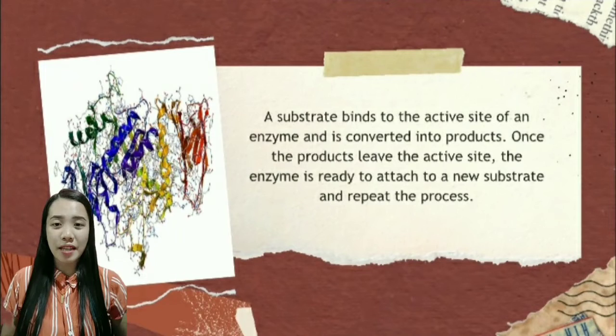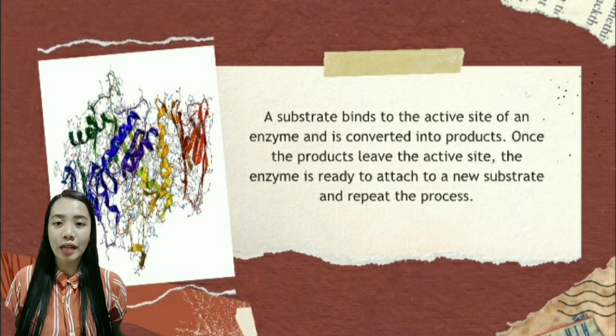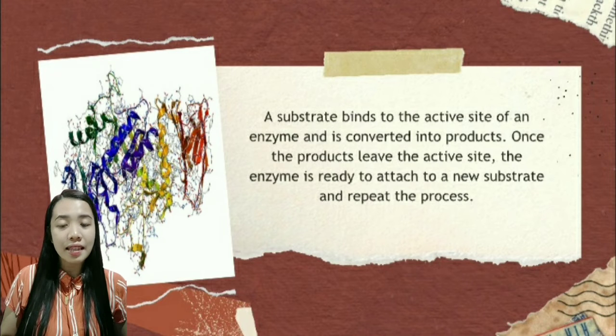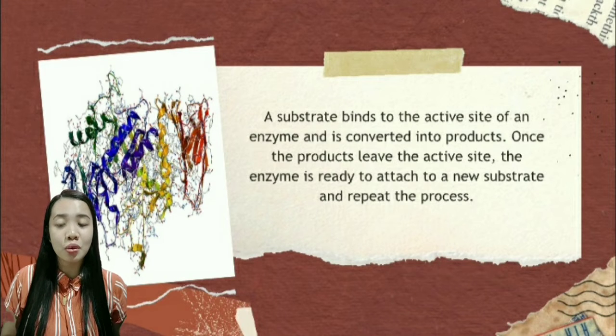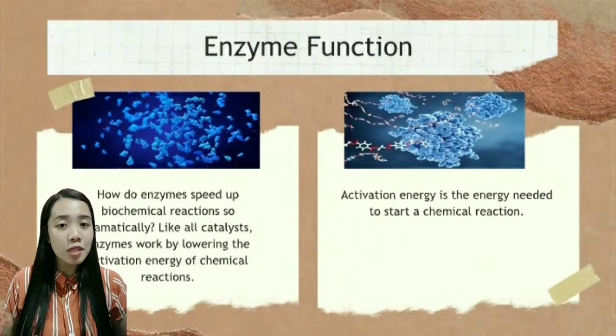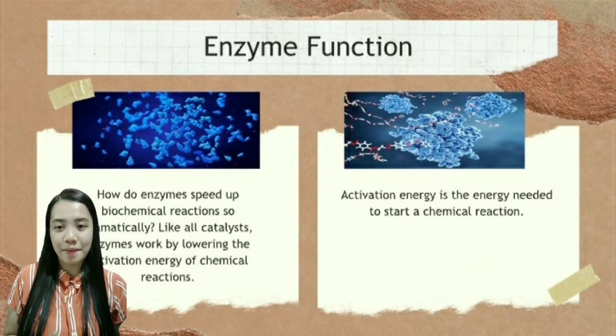A substrate binds to the active site of an enzyme and is converted into products. Once the product leaves the active site, the enzyme is ready to attach to a new substrate and repeat the process. So let's proceed to the function of enzymes.